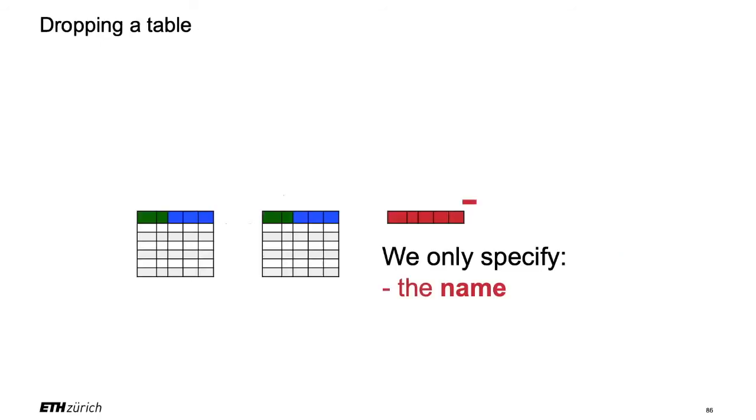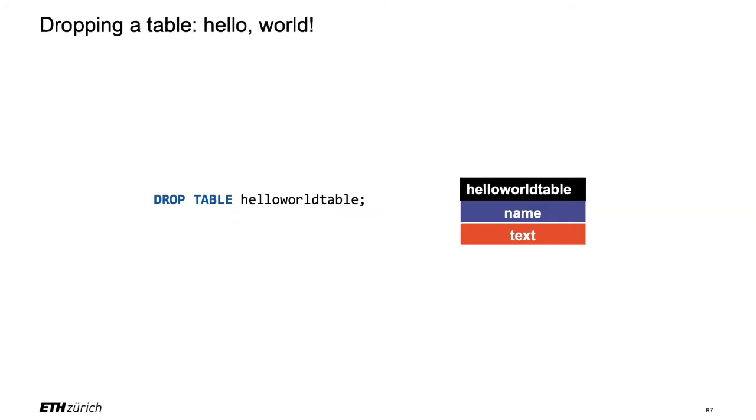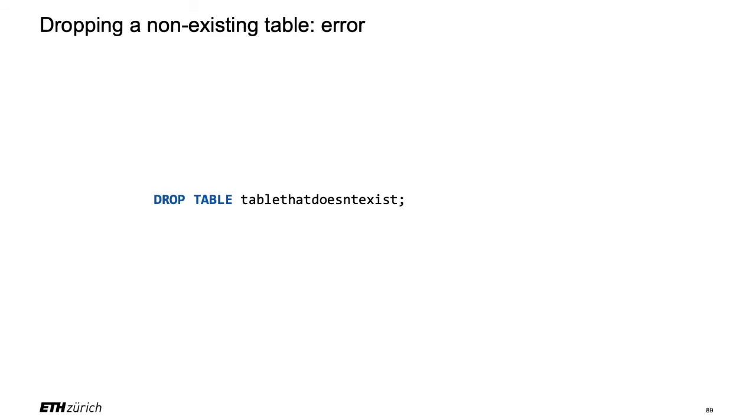Okay, so if we want now to drop a table that we created, that's easier. It's always easier to break things than to build things, right? So if we drop a table, we just specify the name. So here's the table, and there it goes, right? So all we do is drop table, hello world table, and that throws it away. What if you try to drop a table that doesn't exist? That's going to throw an error. It's going to complain that the table doesn't exist.